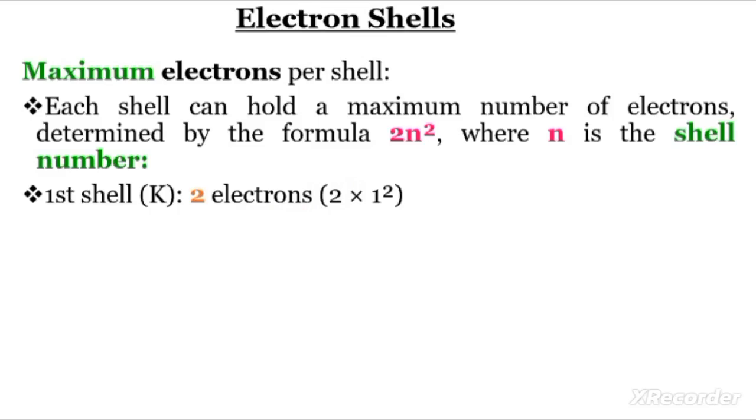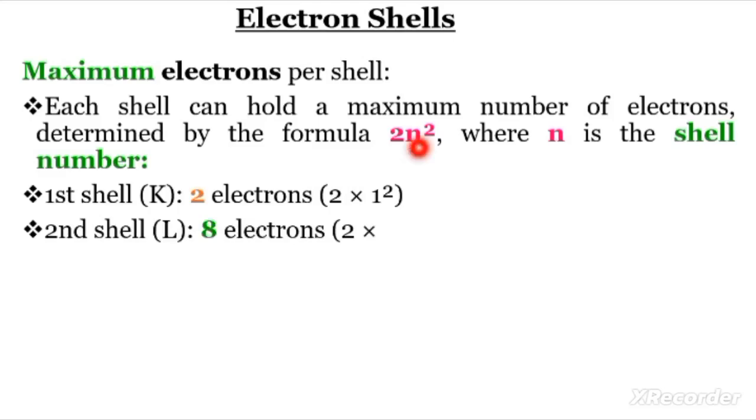Let us also look at the second shell. So where there is n, we are going to write 2. So n will be replaced by 2. So if we say 2 to the power 2 is equal to 4, 4 times 2 is equal to 8. So the second shell will accommodate 8 electrons, as stated here.